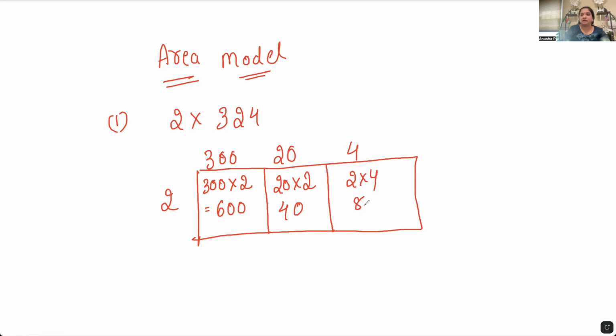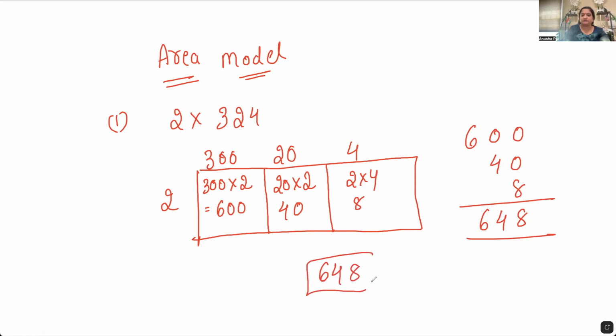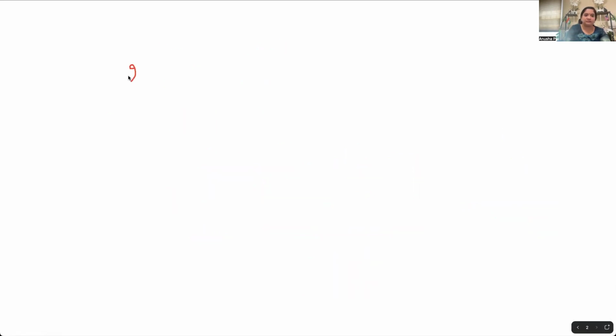Now we have to add all the three boxes to get our final answer. 640 and 8, which is 648. Okay. Now second example. 492 times 3.